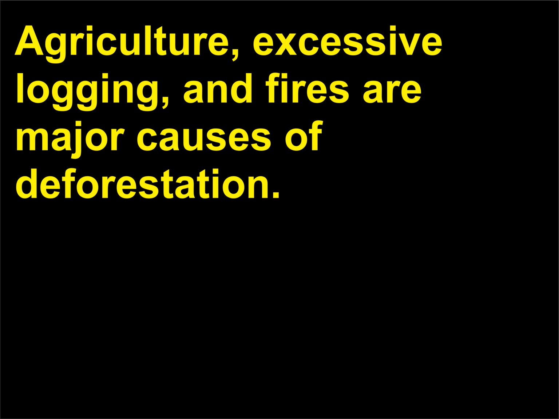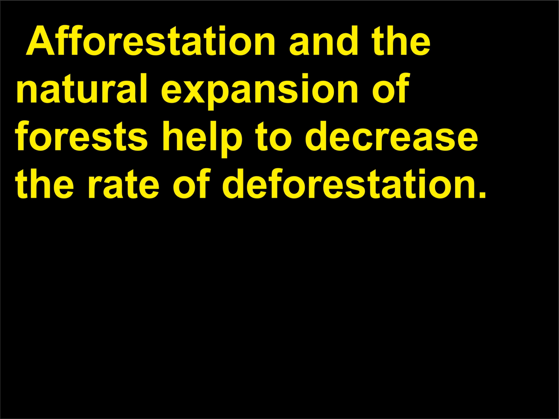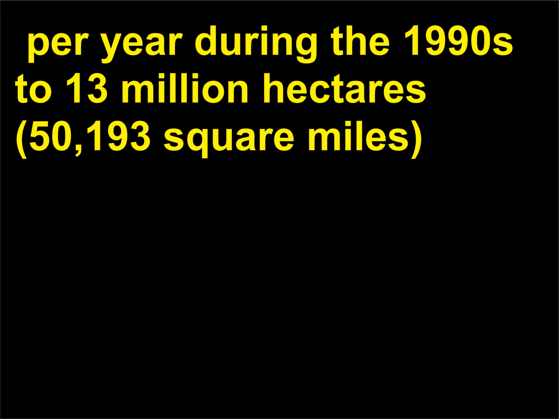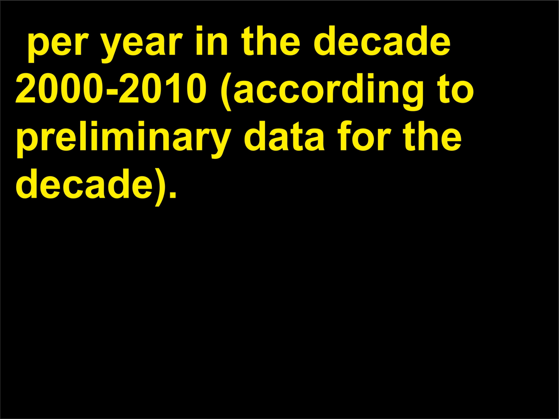Agriculture, excessive logging, and fires are major causes of deforestation. Afforestation and the natural expansion of forests help to decrease the rate of deforestation. The rate of deforestation has decreased from 16 million hectares, 61,776 square miles, per year during the 1990s to 13 million hectares, 50,193 square miles, per year in the decade 2000 to 2010, according to preliminary data for the decade.